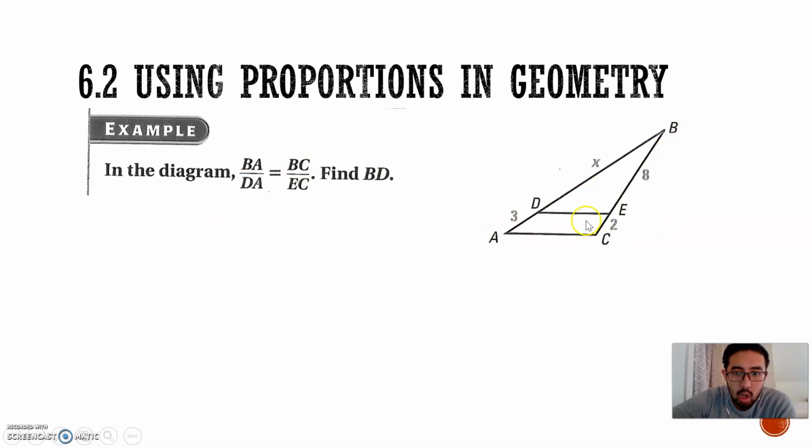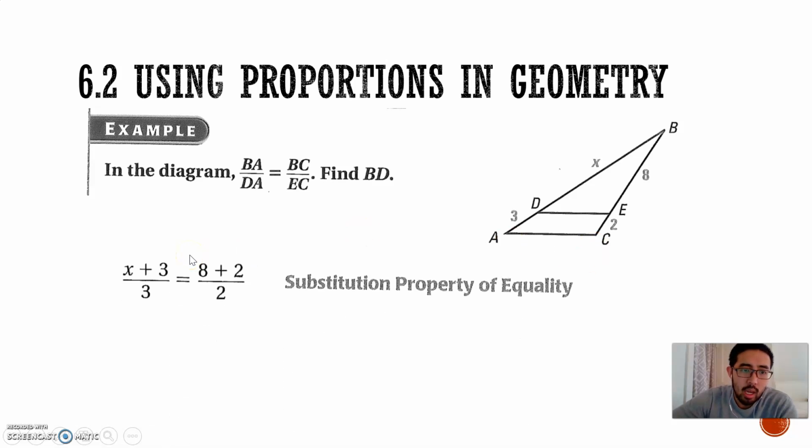Now, based on this, we know that these lines are parallel, just for your information, right? So here, what we do is, since we're told BA over DA is equal to BC over EC, then BA is technically x plus 3, DA is 3, BC is 8 plus 2, and EC is 2.